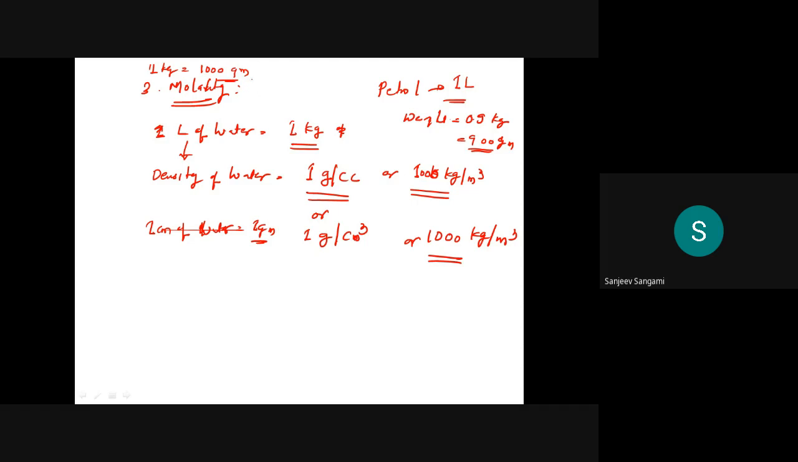Normally for grams, I already said that you have to write only G, not GM or GMS. GM is wrong, and GMS is also wrong. You are not supposed to write that. You have to write only in SI units. Always we have to follow the SI system.